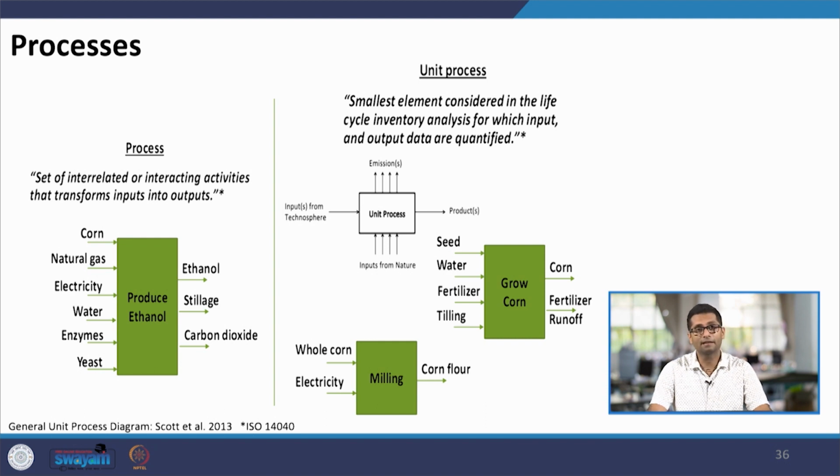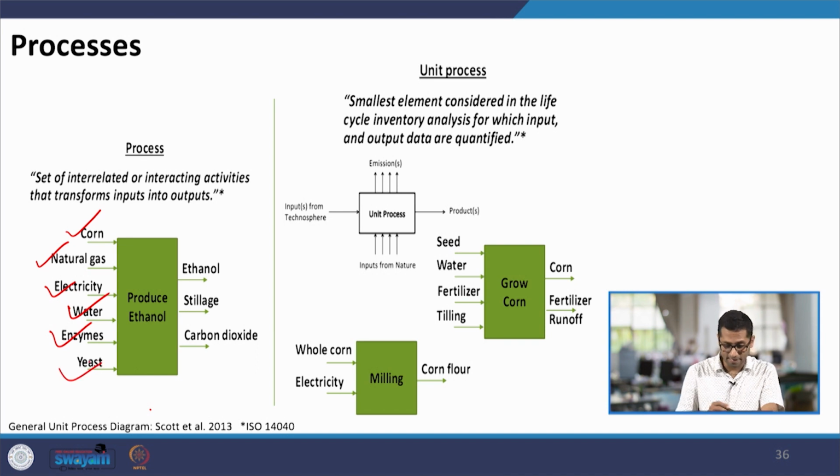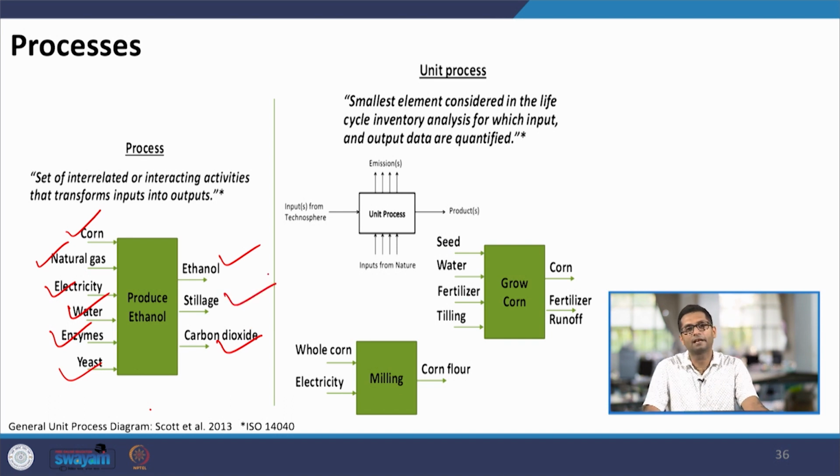What you see in the slide in front of you is a typical process diagram for the production of ethanol from corn, which is a sort of biomass, by the normal process of fermentation. The different inputs going into a process like this would be corn, some natural gas for heating, electricity for various kinds of operation of equipment, water, different enzymes, and yeast. And what will be the products? It will be ethanol, the CO2 emissions that might come up, and stillage. So, this is the process if you take it like a black box.